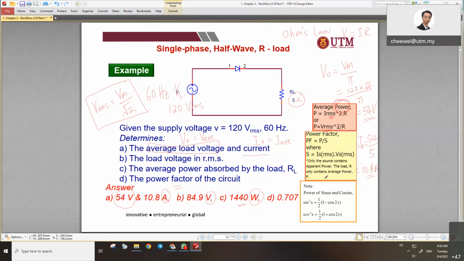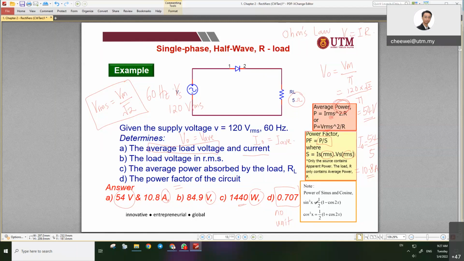Apparent power. P is the real power. So it is real power divided by apparent power here. Any unit for the power factor? There is no unit, because power divided by power, you get no unit, right? For the apparent power, please remember it is RMS and RMS only, given there RMS. So try, all the answers are given.